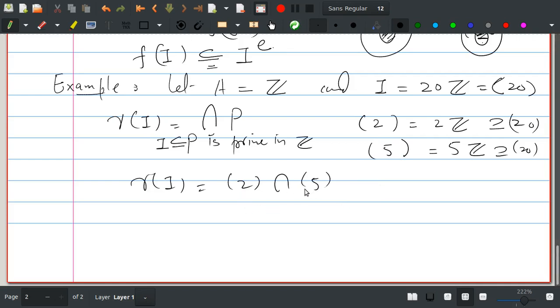Now we know that the intersection of two ideals is the ideal generated by the LCM of 2 and 5, because these are principal ideals. So this is the ideal generated by the LCM of 2 and 5. So this is the ideal generated by 20. Sorry, I mean the ideal generated by 10. So this is an example here. One can look at different examples as well.